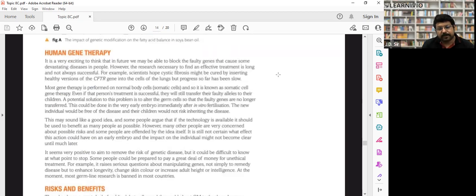Gene therapy, right? Gene therapy is used for humans to cure many diseases. It is very exciting to think that in the future we may be able to block faulty genes that cause some devastating diseases. However, the research necessary to find an effective treatment is long and not always successful. For example, scientists hope cystic fibrosis might be cured by inserting a healthy version of the CFTR gene into the cells of the lungs. You know what cystic fibrosis is?